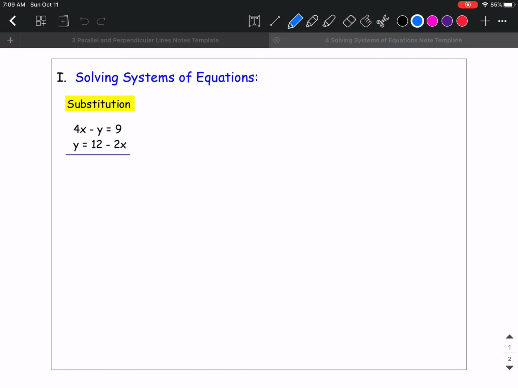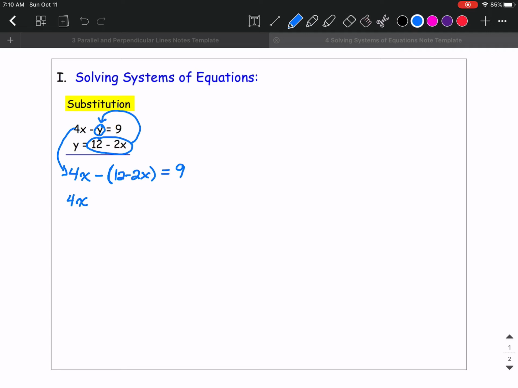For instance, here's a system: 4x minus y equals 9 and y equals 12 minus 2x. The second equation already is solved for y. So if I know that y is 12 minus 2x, I can take that and substitute it for y in the other equation. And then I'll only have one variable left. Because what happens is I'll have 4x minus, now instead of writing y, I'm going to write 12 minus 2x, and then the rest of the equation equals 9. Now I have one equation with one variable, and I know how to solve that.